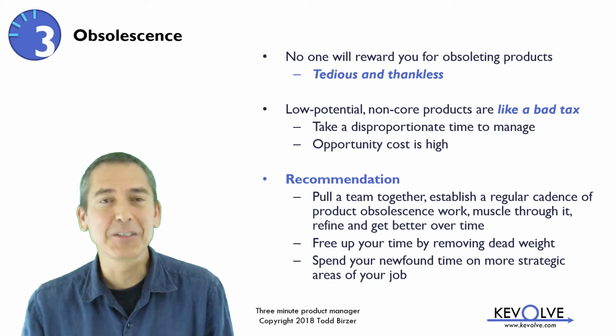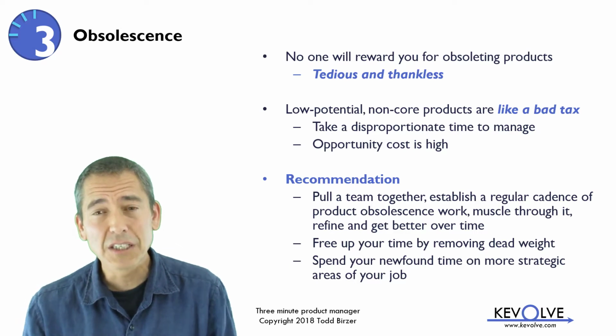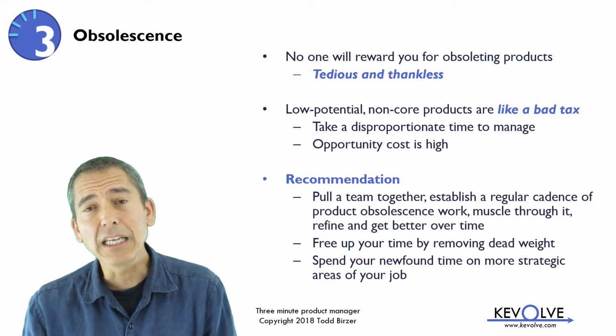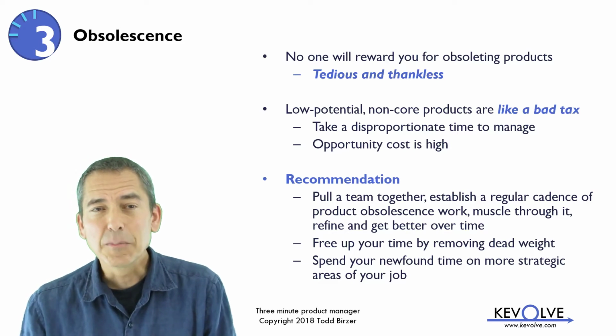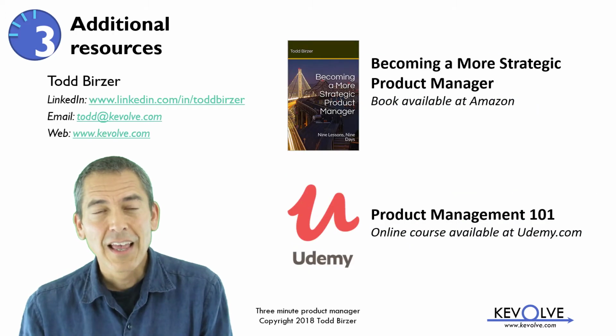So my recommendation is to pull a team together, establish a regular cadence of product obsolescence work, just muscle through it, refine and get better at this over time. Free up your time by getting rid of this dead weight and spend your newfound time on more strategic parts of your job. All right, so that's the 3-minute product manager discussion on obsolescence.